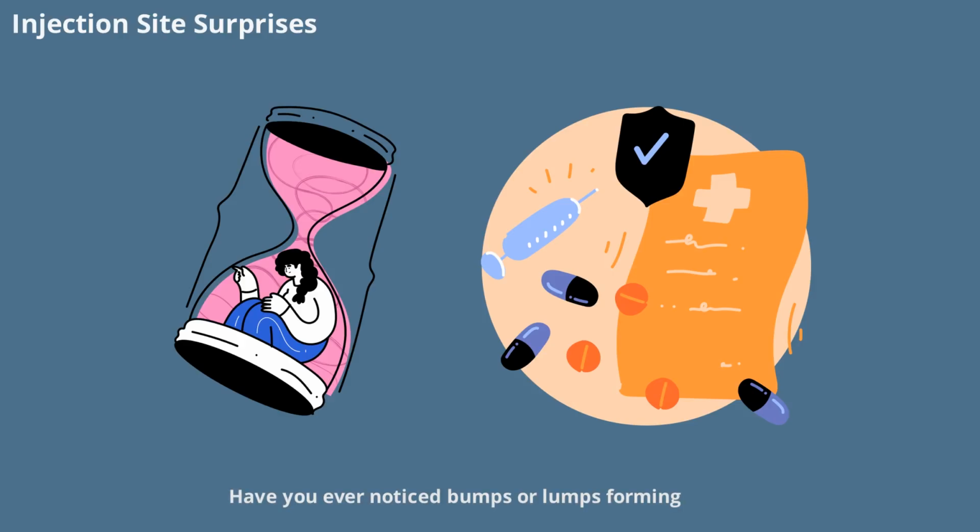Have you ever noticed bumps or lumps forming under your skin where you regularly inject insulin? If so, you're not alone. Many people who use insulin injections experience these changes, and it can be both confusing and concerning. Today, we're diving into why these lumps happen, what they mean for your diabetes management, and most importantly, what you can do to prevent and treat them.